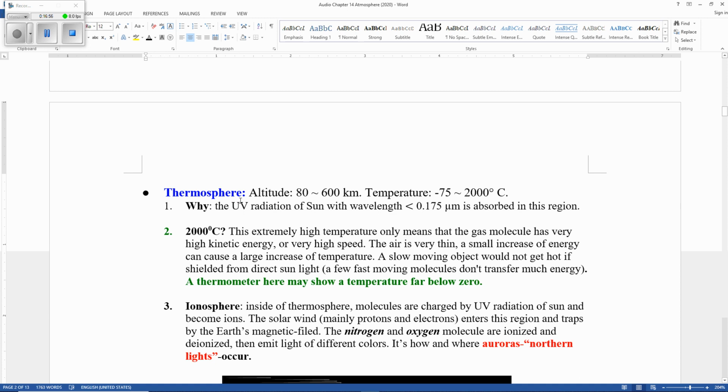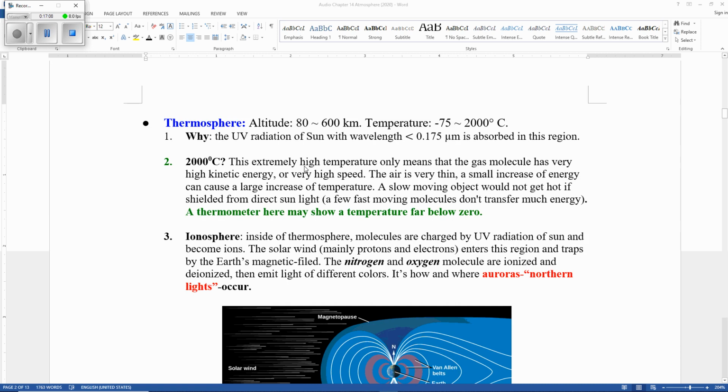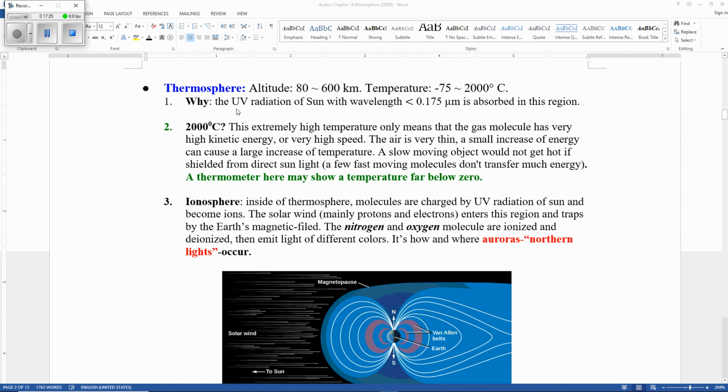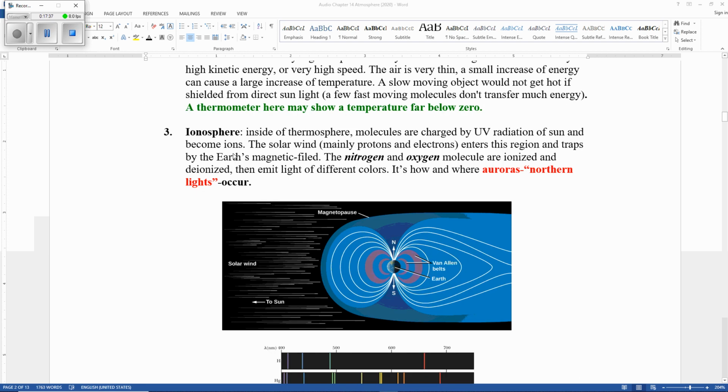And some basic properties. I will not ask you to remember all these special numbers. So now we can discuss a little more about the last region, the thermosphere. This is from 80 all the way to 600 kilometers. The temperature increases, and the reason we discussed is because of the ultraviolet from the sun, and we discussed how high the temperature is. When you have time, you can read more detail.